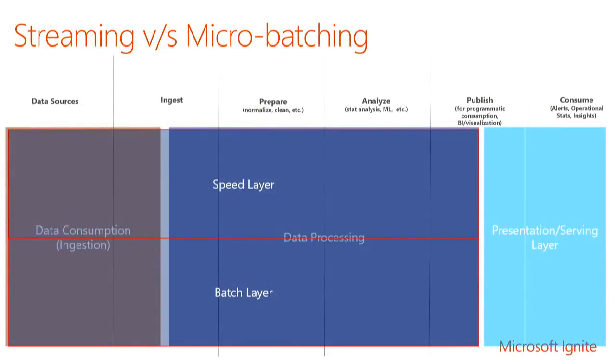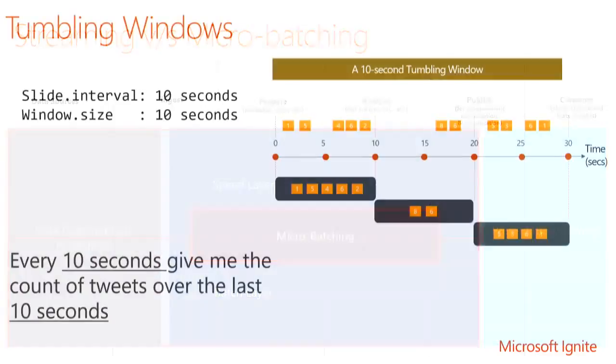So while we talked about Spark and Spark streaming, there's one important caveat that we did not mention with Spark streaming, which is namely micro-batching. If we look at the speed layer and the batch layer, there's a small intersection between the two, which is known as micro-batching.